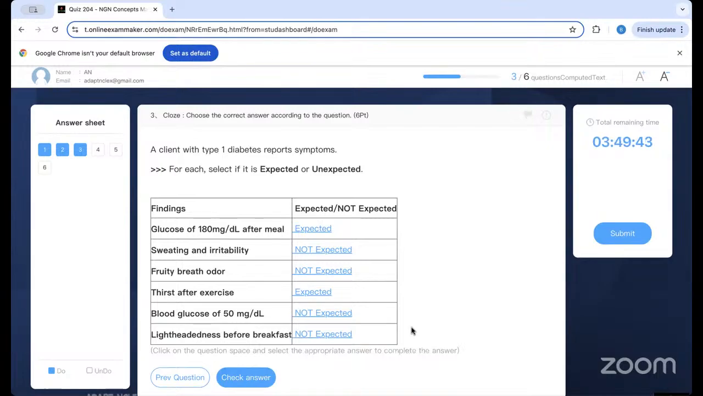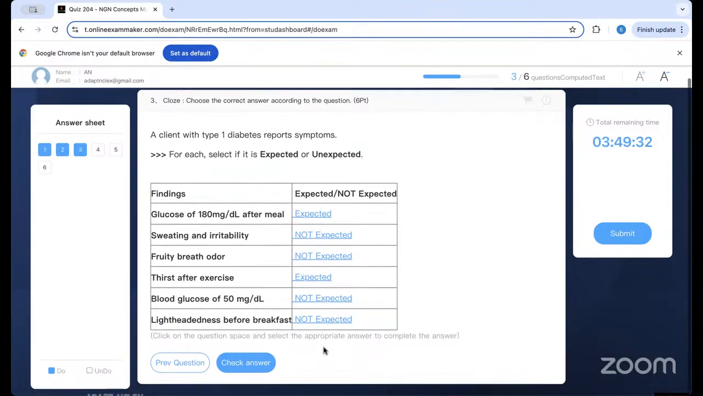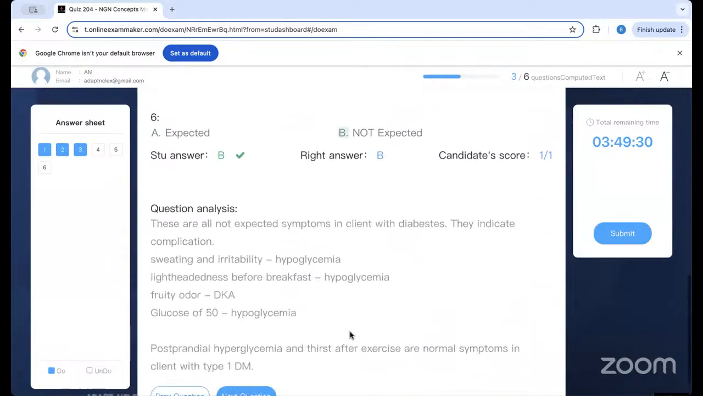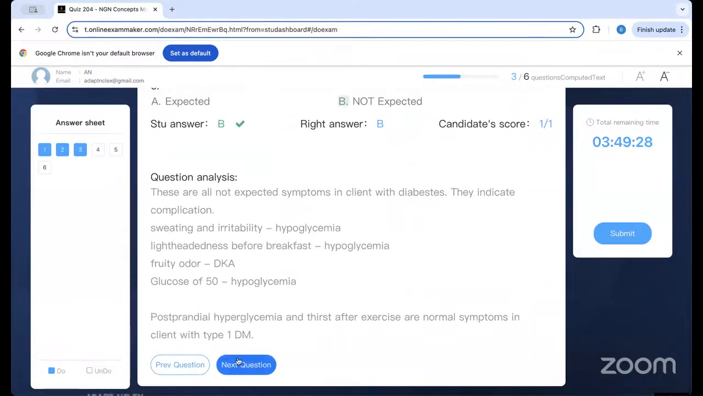But this is what it means, right? This is the way you have to reinterpret the question so you can understand it. It's a little bit difficult, but you have to know the content and put it together. I'm trying to emphasize some of the ways they ask you this question, and I give you the explanation. These are not expected symptoms in the client with diabetes. They indicate complications: sweating, irritability, lightheadedness before breakfast, and a glucose of 50. It is all a bad problem.